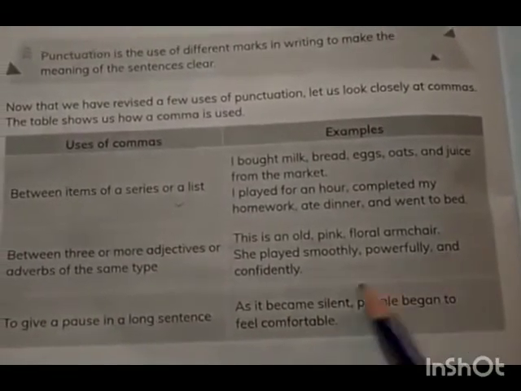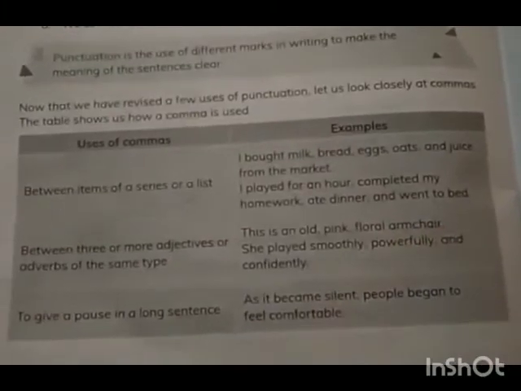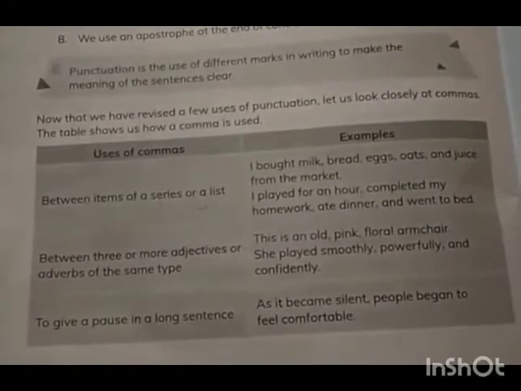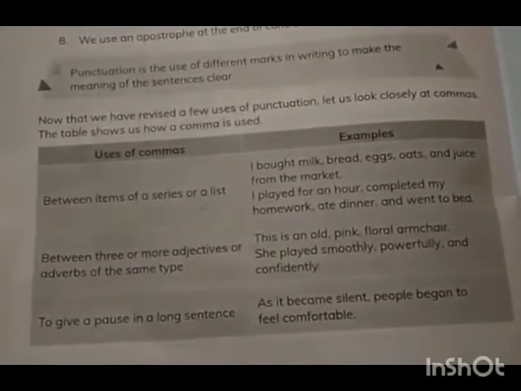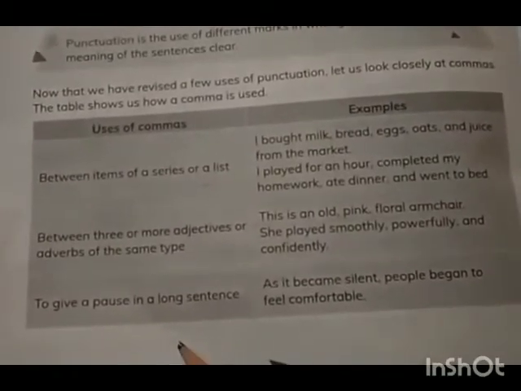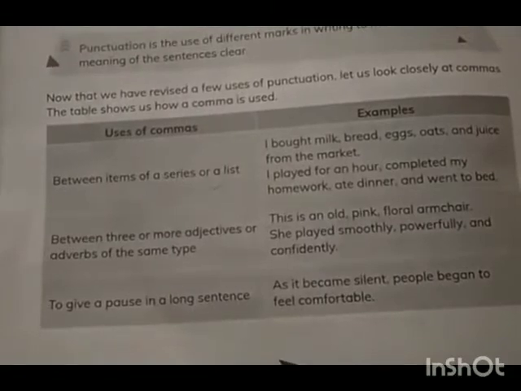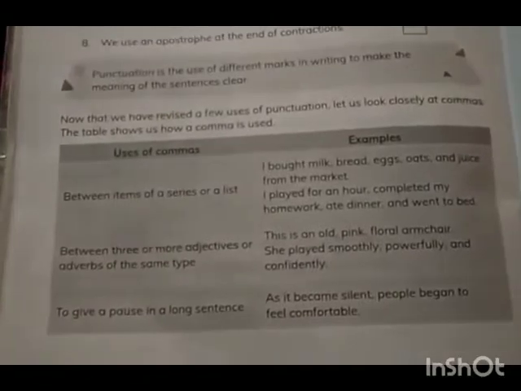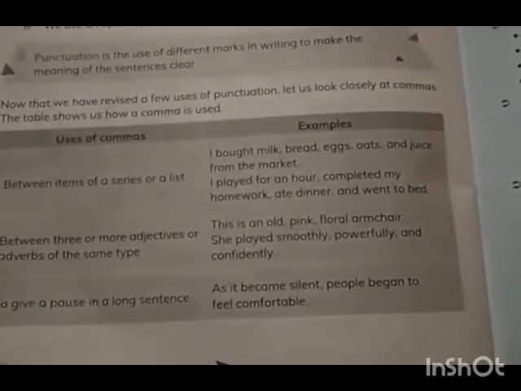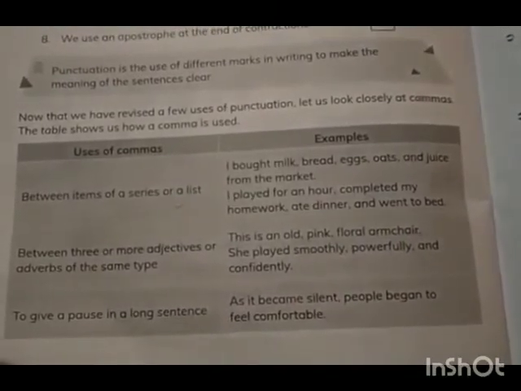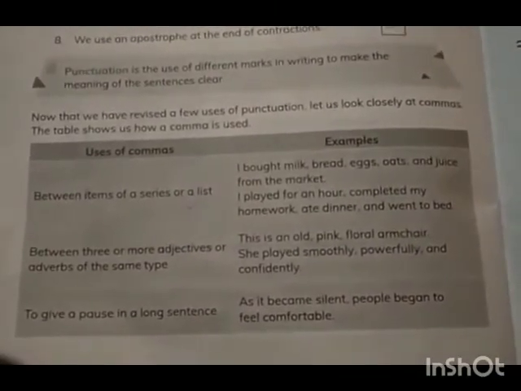comma, powerfully and confidently. So smoothly and powerfully are two adverbs. For these you can see that the comma is used for separating. It is also used to give a pause in a long sentence, and sometimes it is used in long sentences when we write. For example, as it becomes silent, people begin to feel comfortable. So the first part, as it becomes silent, and after that a comma, right? So for separating those too.